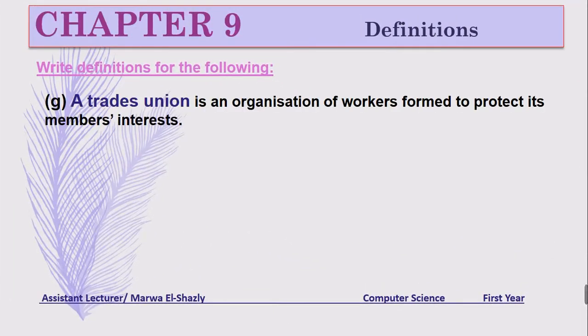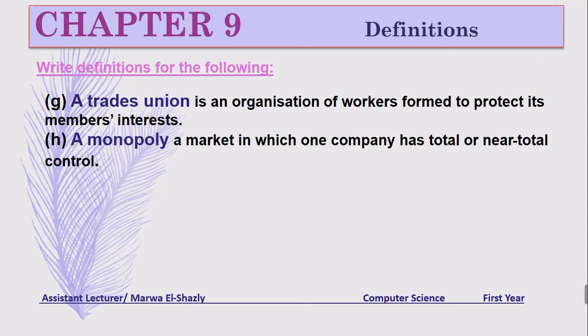Next, write definitions for the following. A trade union is an organization of workers formed to protect its members' interests. So it's نقابة العمال، هي organization مسؤولة عن الحفاظ على حقوق الممبرز بتاعها. A monopoly is a market in which one company has total or near total control. يعني yes احتكار. الاحتكار هو احتكار السوق اللي one company has total control بتتحكم في السوق كله.